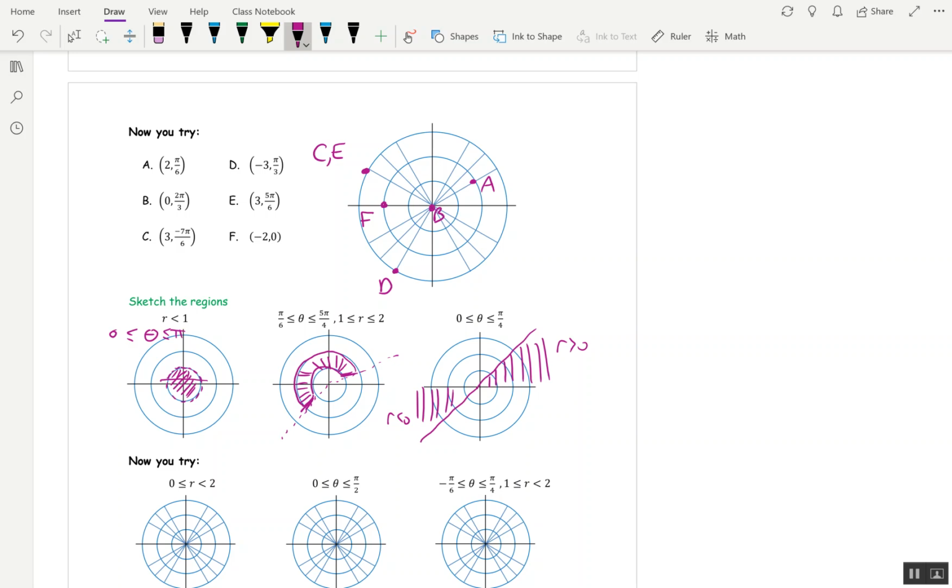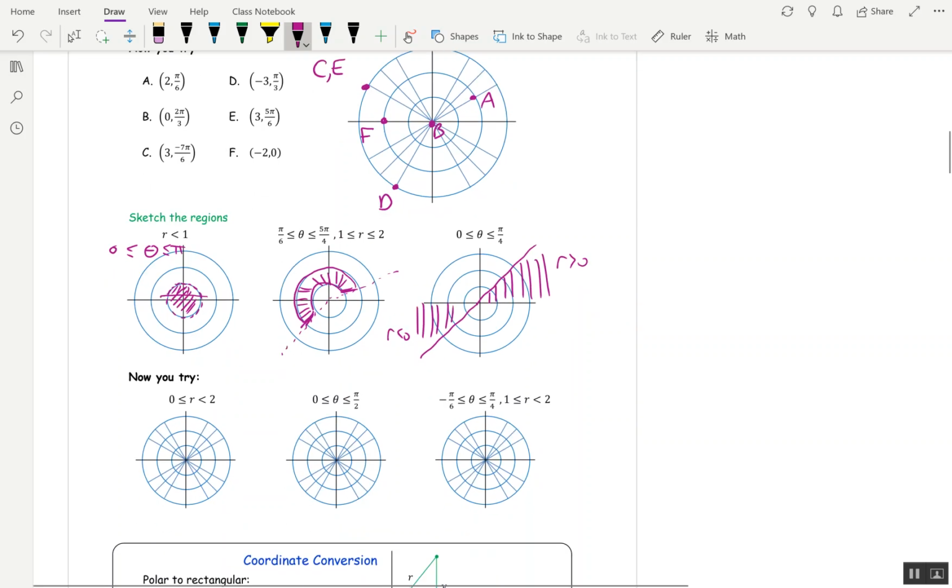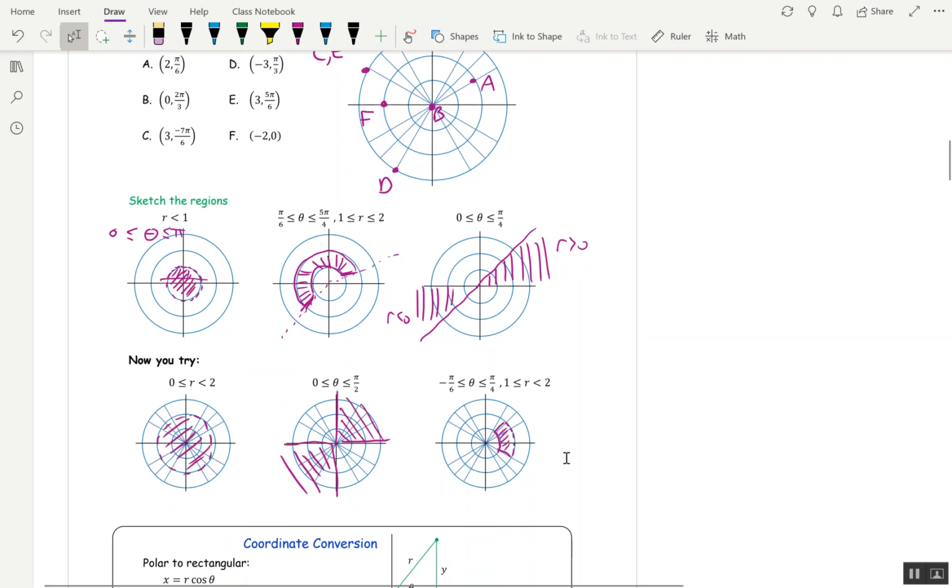All right, pause the video and you guys try graphing these 3 regions. All right, so hopefully you got these. Just one thing I wanted to point out for this last one, you've got a dotted line on the circle of radius 2 and a solid line on the inside on the circle of radius 1.